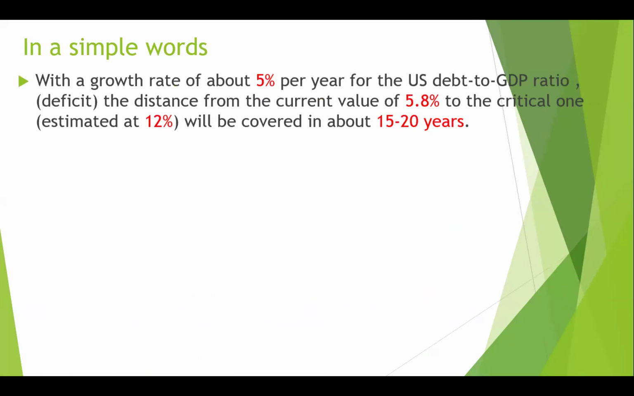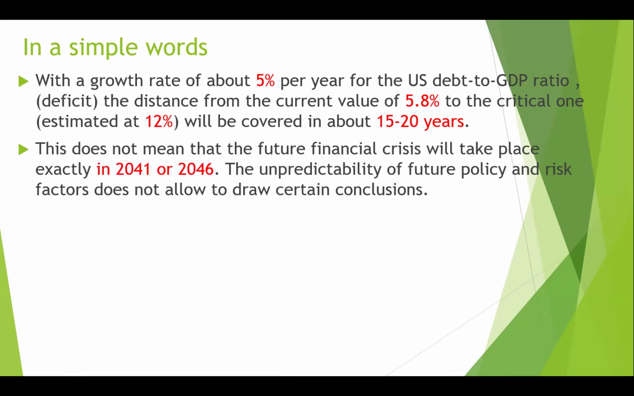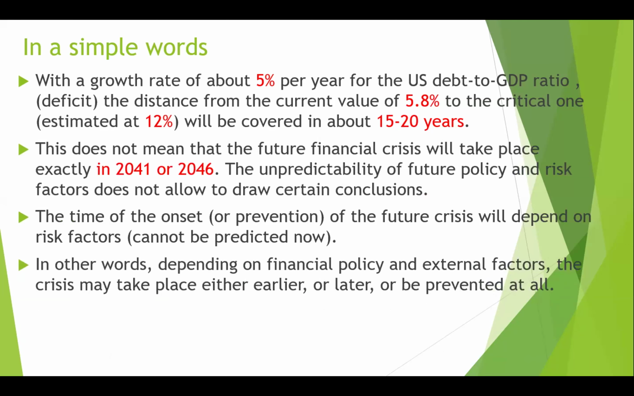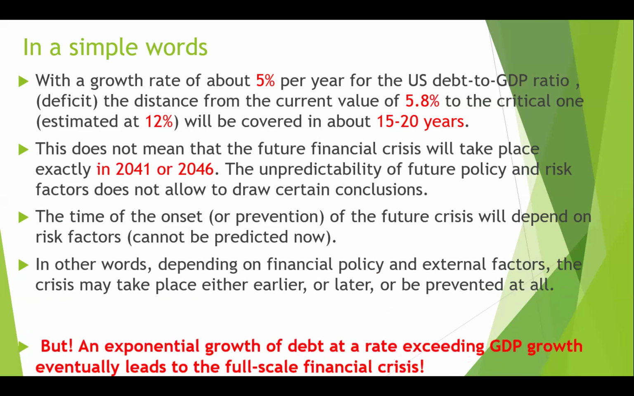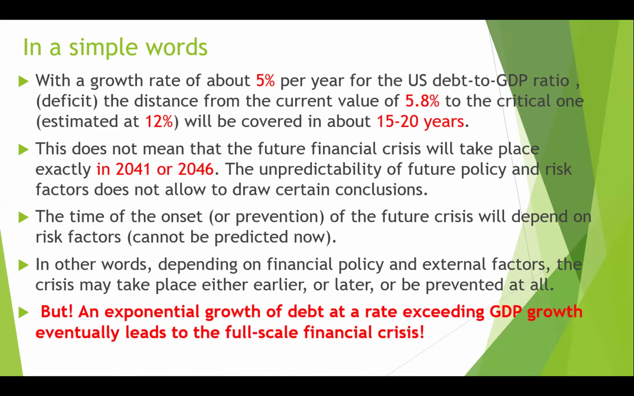Okay, so with a growth rate of 5%, the US debt to GDP ratio will cover the distance to the red line, estimated at about 12%, by the pattern of the inflation peak in the COVID crisis. That means that a future financial crisis will take place around 2041 or 2046. There is unpredictability, some probability, and of course it may happen or may not happen at all, or may happen earlier, depending on external factors and financial policy. But exponential growth of debt, at a rate exceeding GDP growth, eventually leads to full-scale financial crisis.